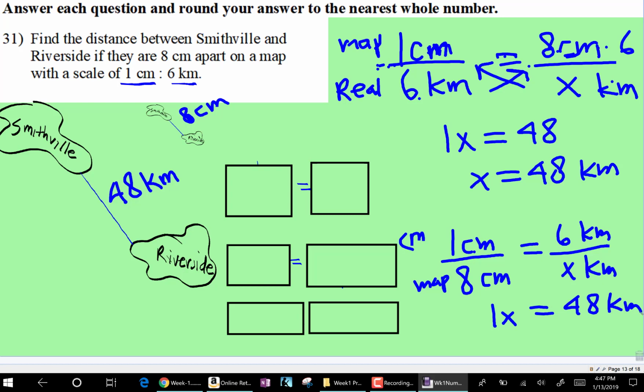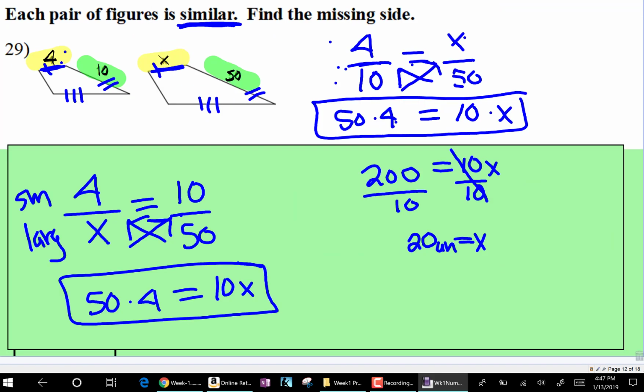Just like that. And I think that is the 3 examples. All right, that's it. Proportional reasoning.